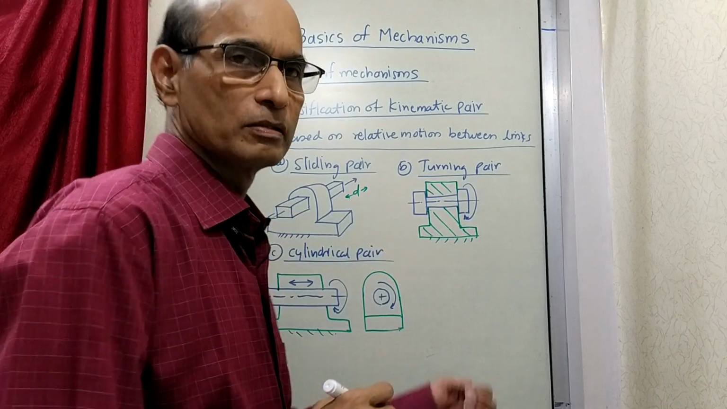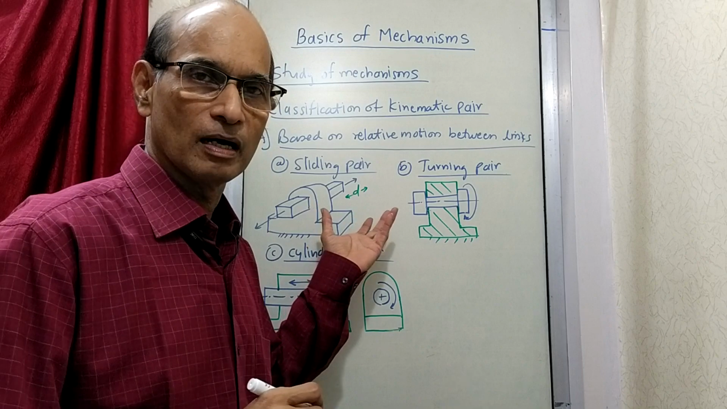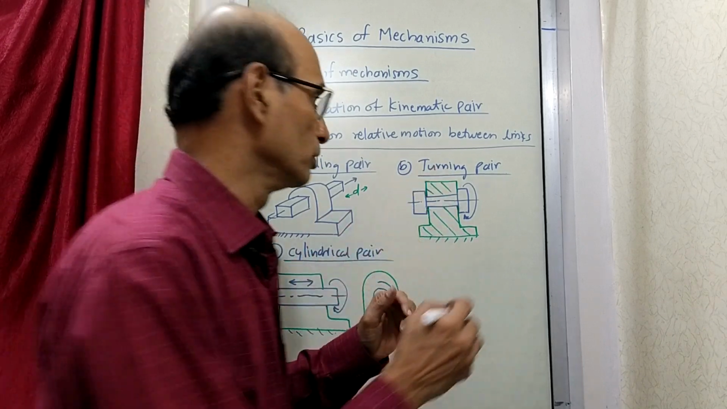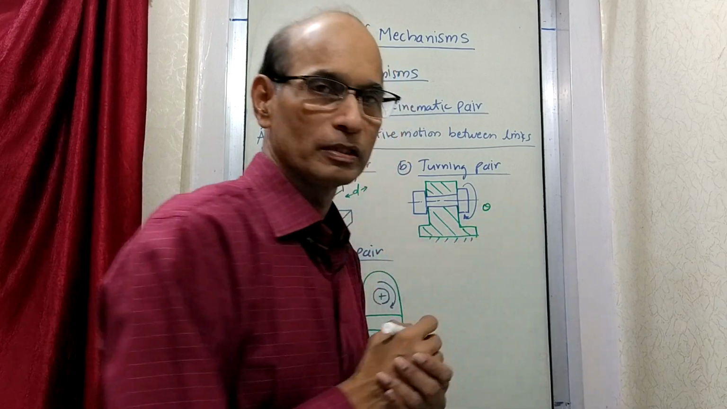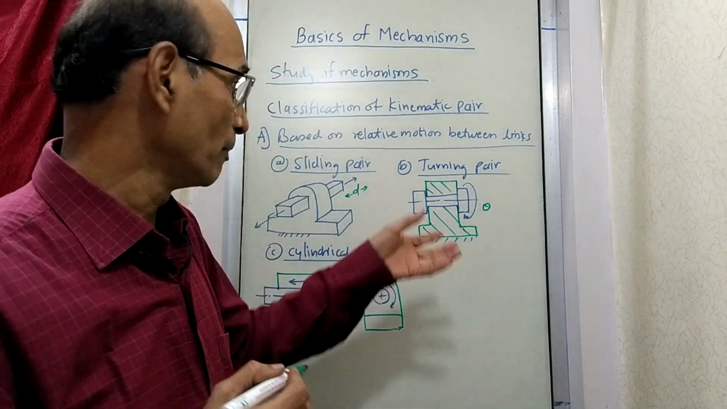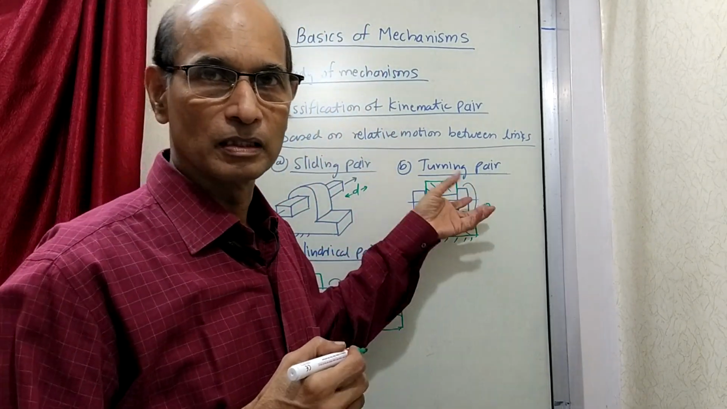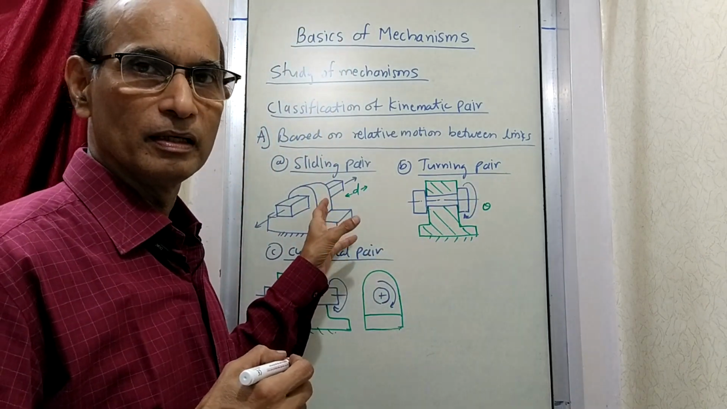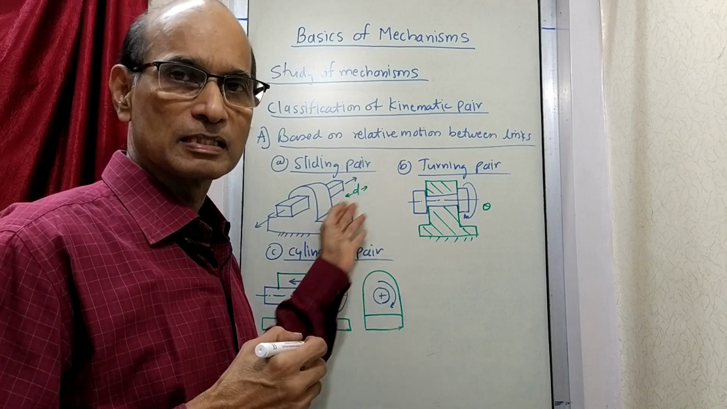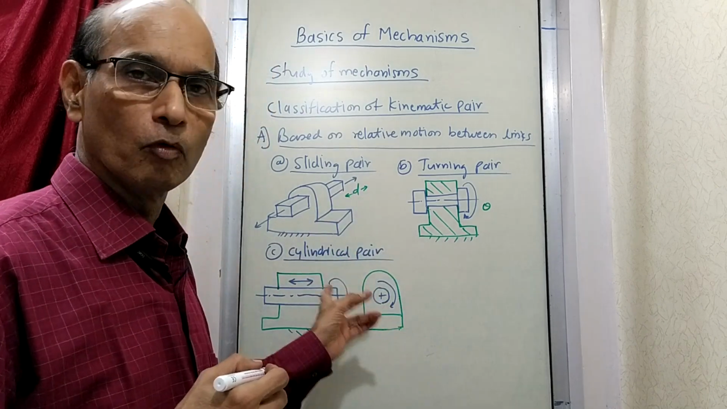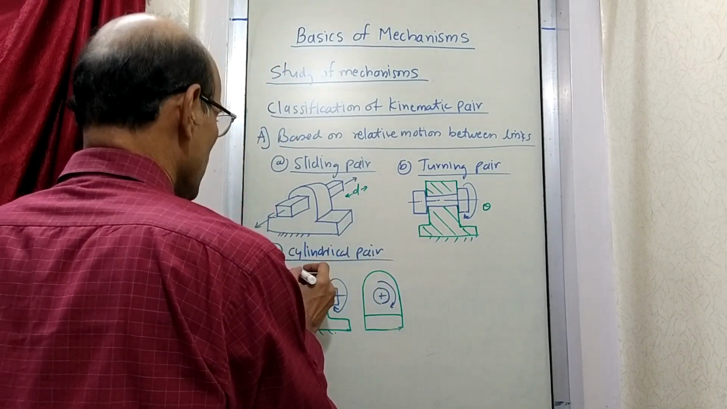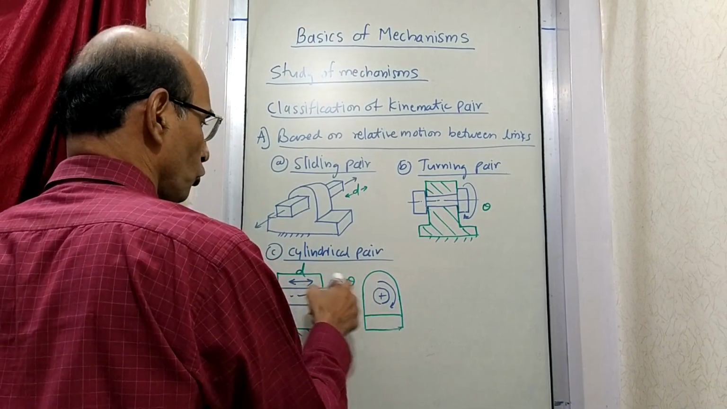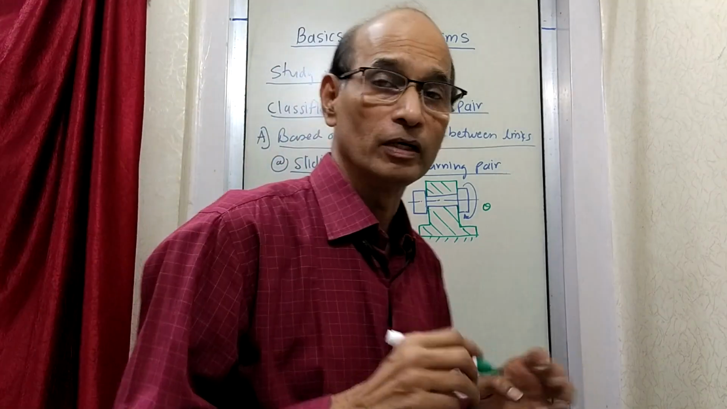So the relative motion is only in the form of displacement. Here the relative motion is only in the form of rotary motion, that is angle. So the measurement of the movement here is in the form of an angle. The measurement of movement here in this case is in the form of a sliding action. The measurement of movement in this case is sliding as well as rotating. So there are two ways in which it will rotate and it will move.